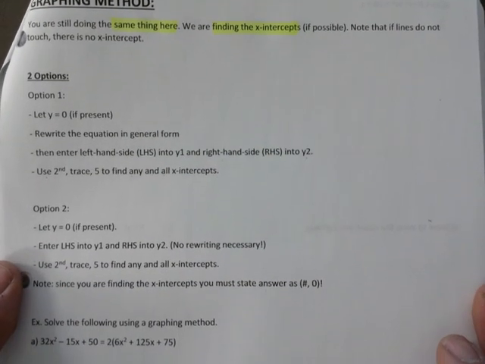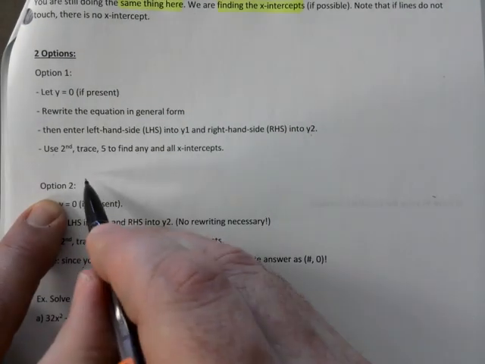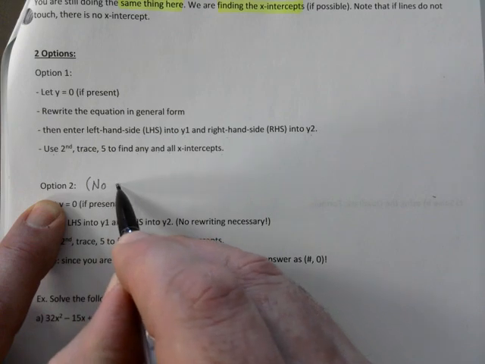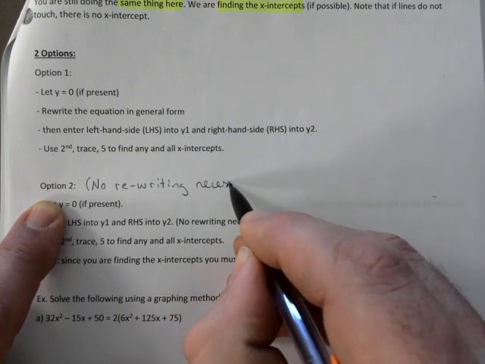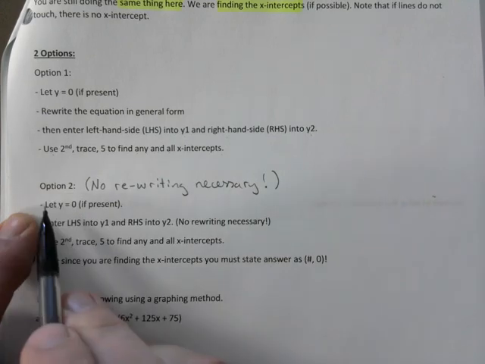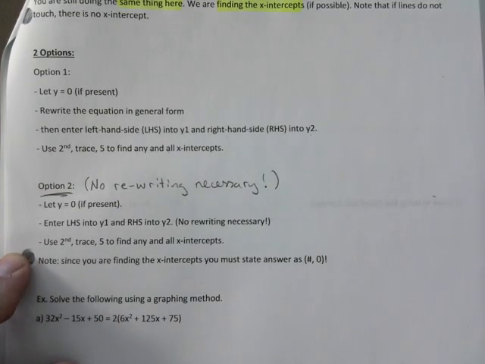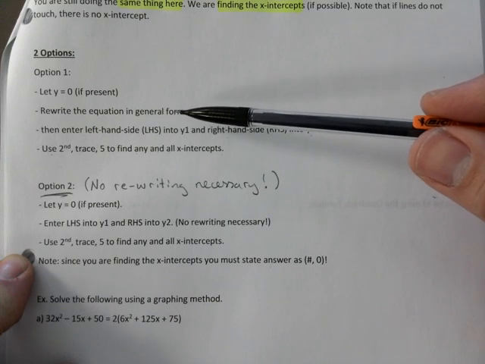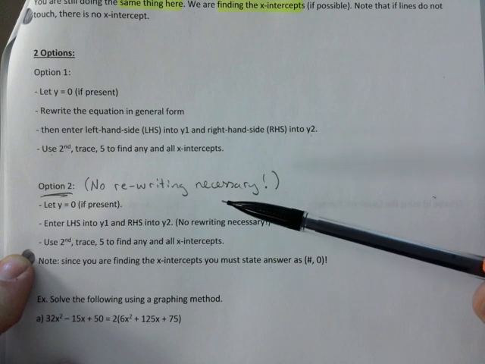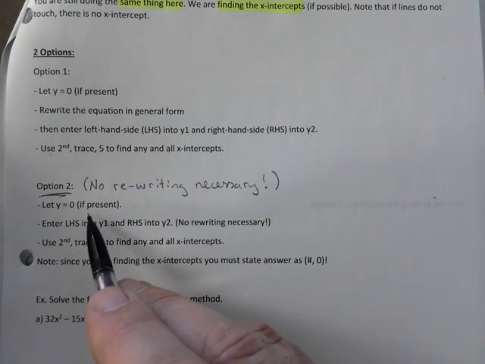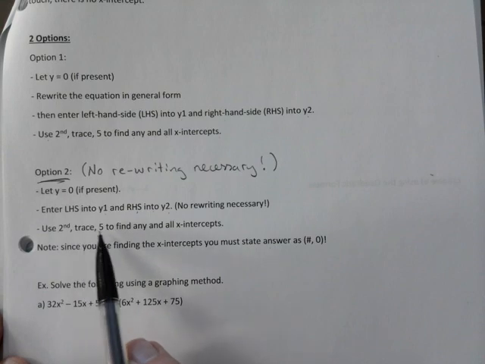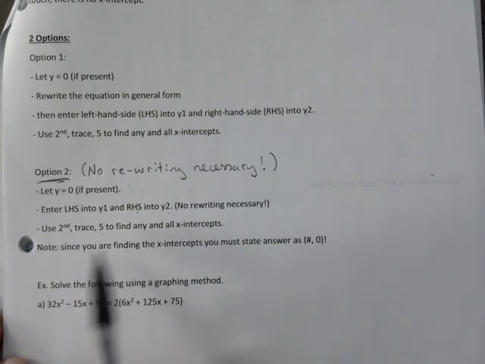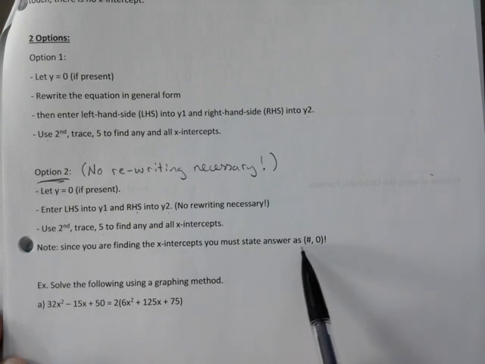Then there's the second option. This one is my preference because there's no rewriting. No rewriting necessary. So you're basically skipping the second bullet here from the previous option. You have to rewrite there. You're not rewriting here. Let y equal to 0 if present. Left-hand side into y1. Right-hand side into y2. Then we go second trace 5 to find any and all x-intercepts. Note, since you're finding x-intercepts, you must state your answer as this, right? It's very important.